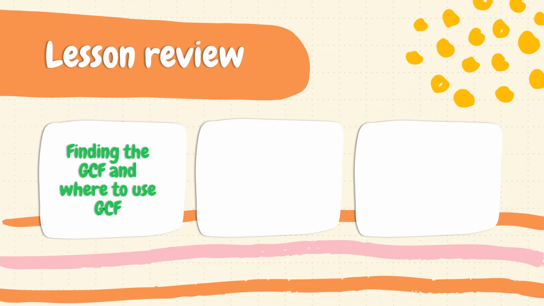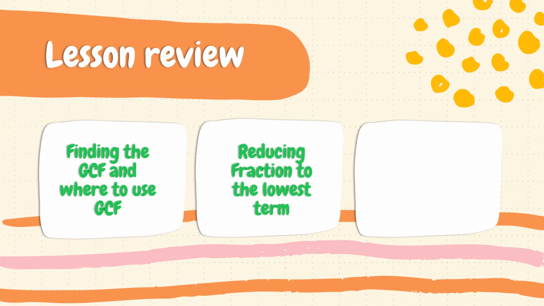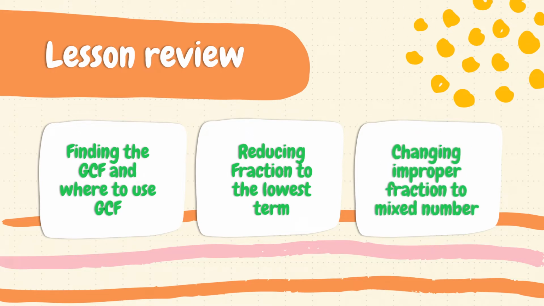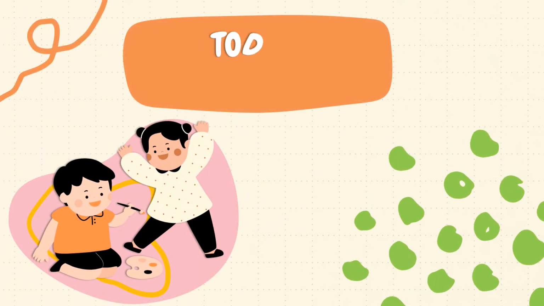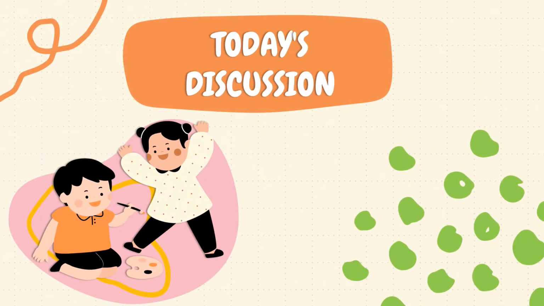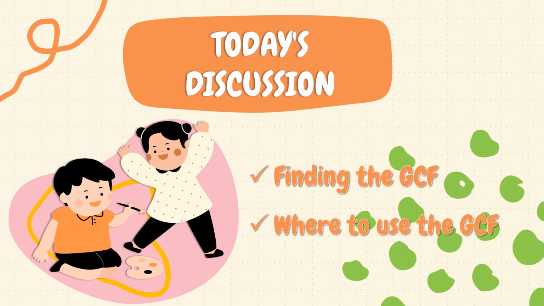First, finding the GCF and where to use GCF. Next, reducing fraction to the lowest term. And the last, changing improper fraction to mixed number. Let's begin our discussion about finding the GCF and where to use the GCF. Let's go!